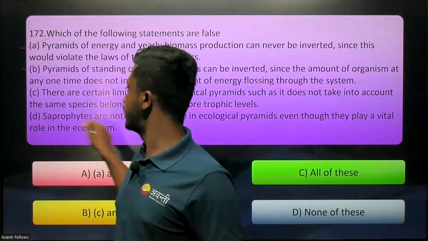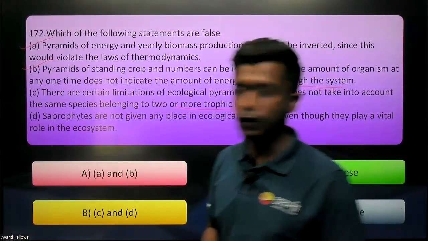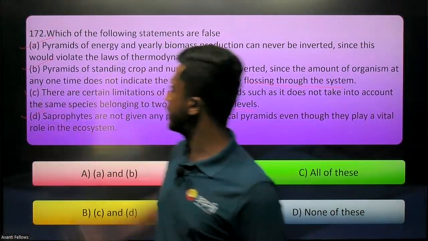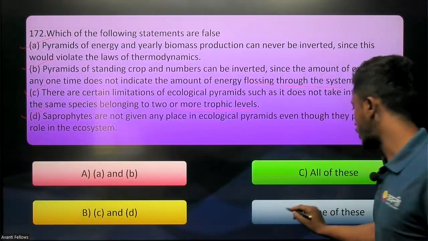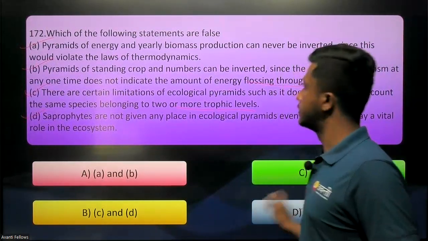Next one, the same point here: the saprophytes are not given any place in the ecological pyramids, though they play a vital role in the ecosystem. Even these statements are right. All the statements are right, so we go for none of these. So none of these are wrong. So that is why our option D is correct.